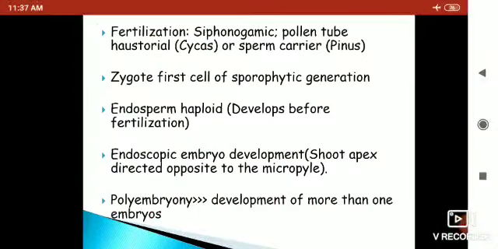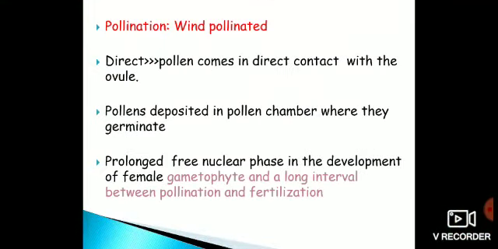Dear students, today we are going to discuss the remaining portion of gymnosperms. In the previous part, we discussed the development of male and female gametophytes, and we discussed that the gymnosperms do vary in terms of the stage at which pollination takes place. For example, in Cycas, it takes place at 3-cell stage, in Pinus at 4-cell stage, and in Ephedra, it takes place at 5-cell stage.